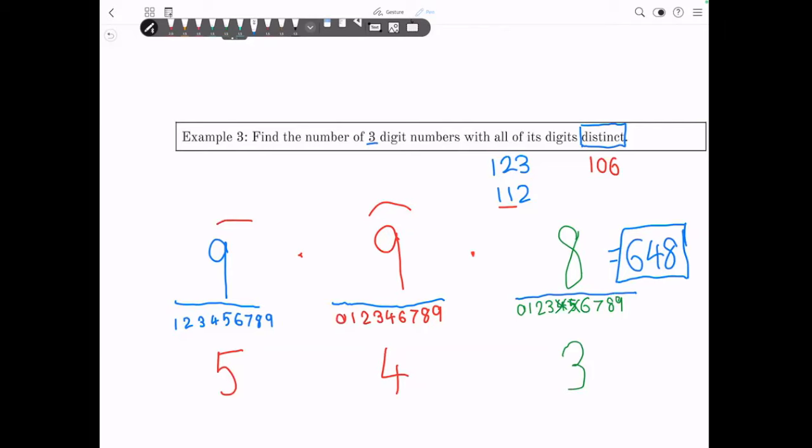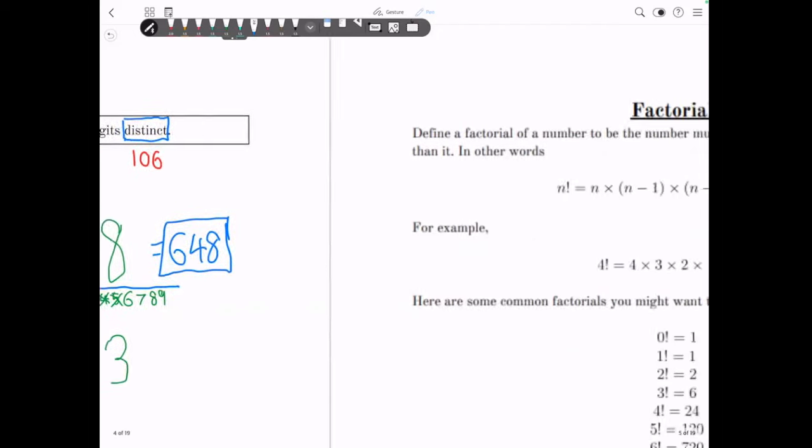Okay, so if you have any questions, you can either unmute yourself or you can put them in the chat. Make sure you understand how to solve this problem, because the problems we're going to do from now on are going to involve the concepts that we learned here. Okay, I will move on then.